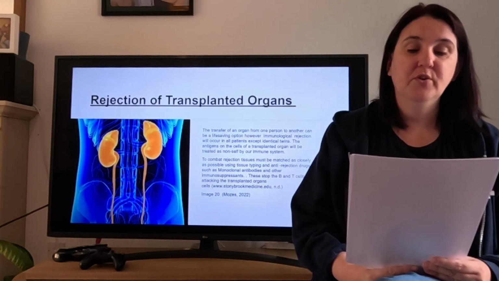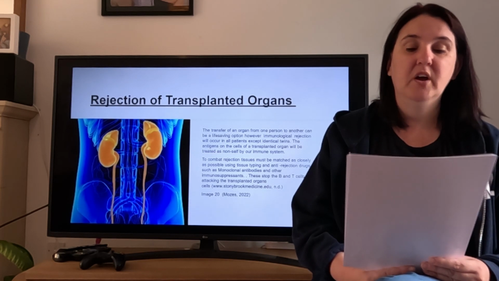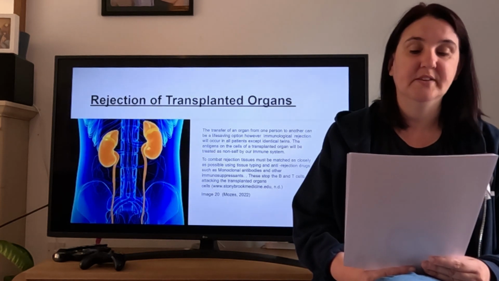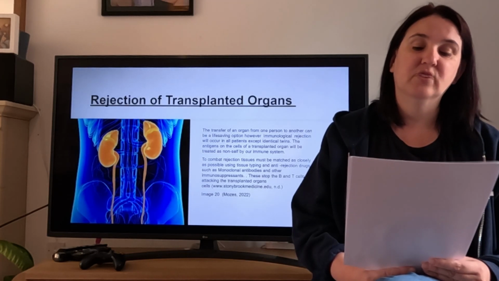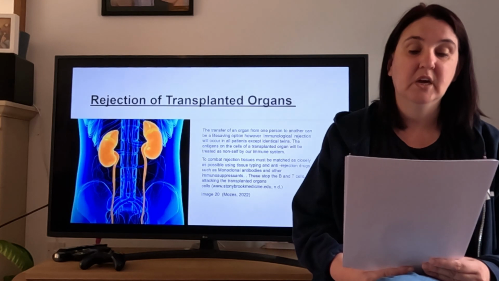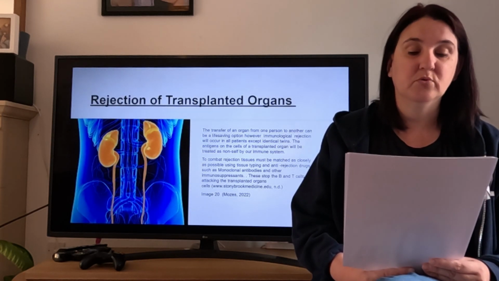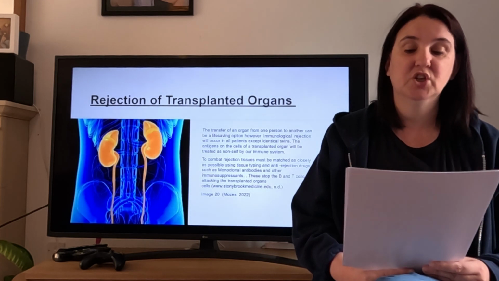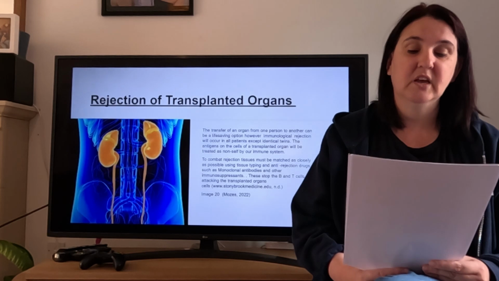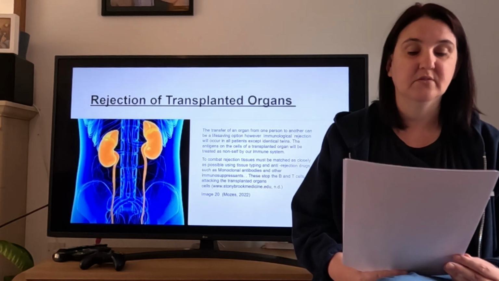The transfer of an organ from one person to another can be a life-saving operation. However, immunological rejection will occur in all patients except identical twins. The antigens on the cells of a transplanted organ will be treated as non-self by our immune system. To combat rejection, tissues must be matched as closely as possible using tissue typing and anti-rejection drugs such as monoclonal antibodies and other immunosuppressants. These stop the B and T cells attacking the transplanted organ cells.